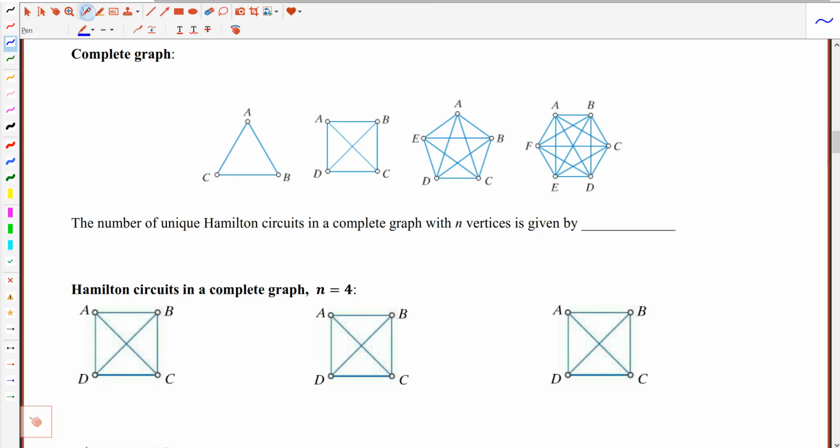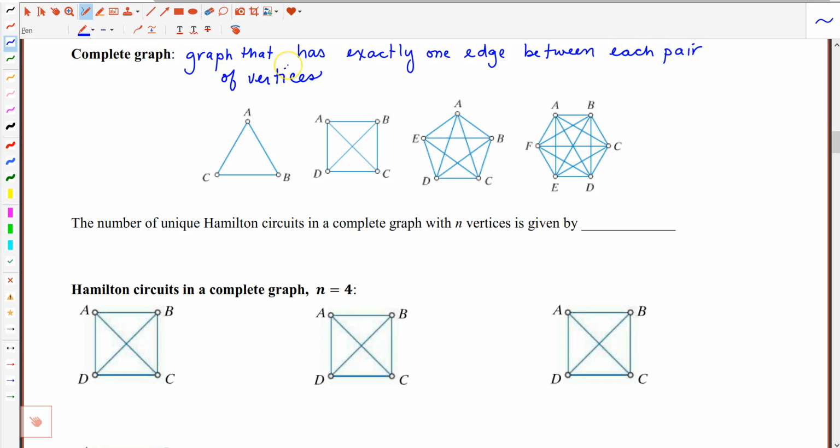So a complete graph is defined as a graph that has exactly one edge between each pair of vertices. No more, no less. So every vertex is connected by one edge. We're going to use little n to designate the number of vertices.